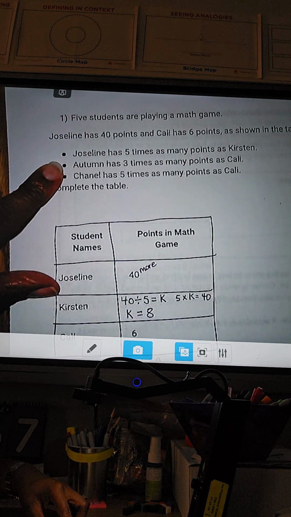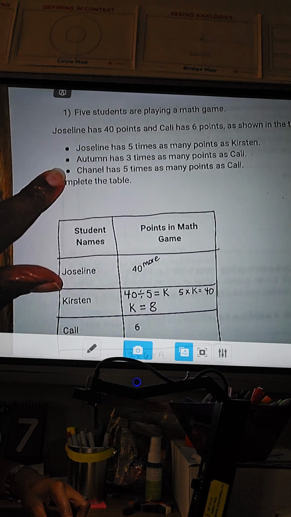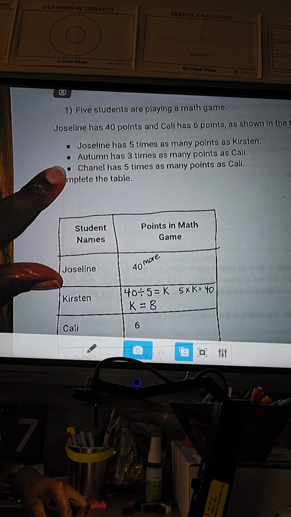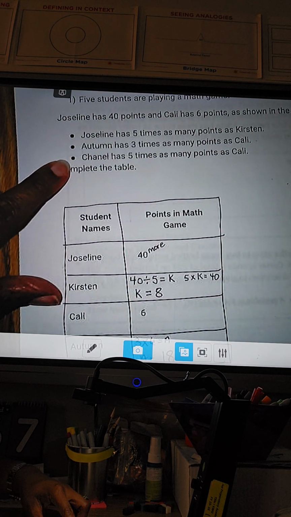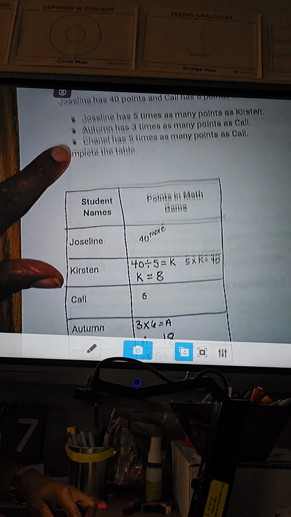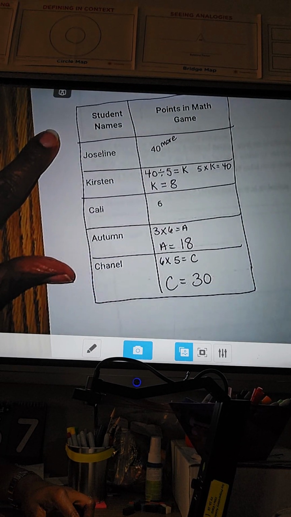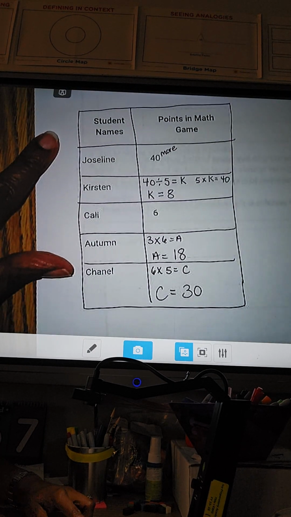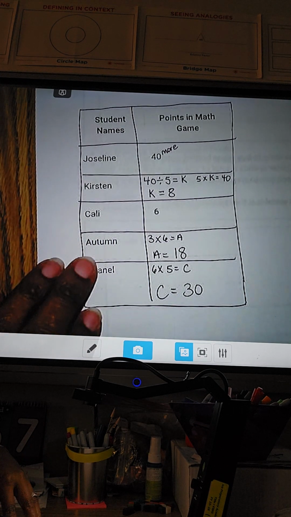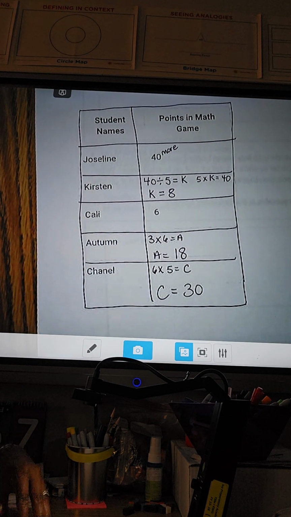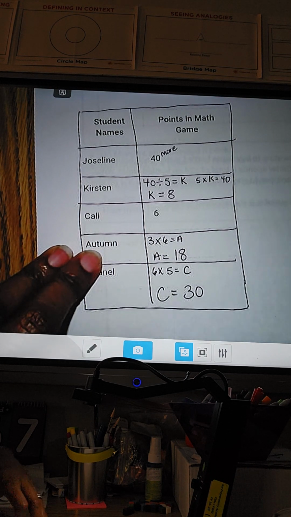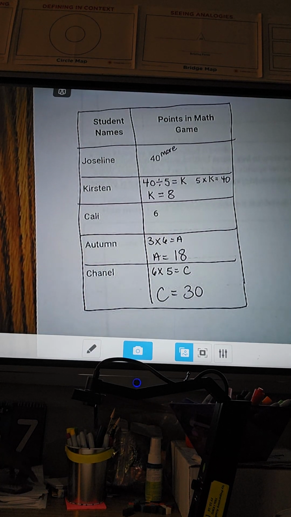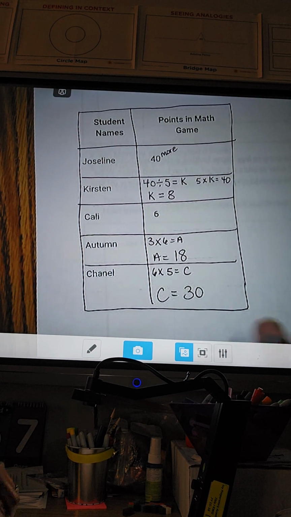As you can see, Callie already has 6. Autumn has 3 times as many, so that means she has 18 points. And Chanel has 5 times as many as Callie, which is 6 times 5, which is 30. Okay, so here's your chart. So one thing I want you to do as we continue through it, I want you to stop the video and try it on your own at home, and then watch the remainder of the video and see if you got the answer correct.